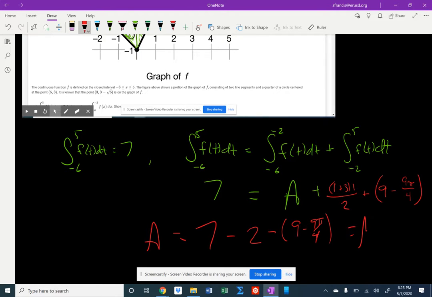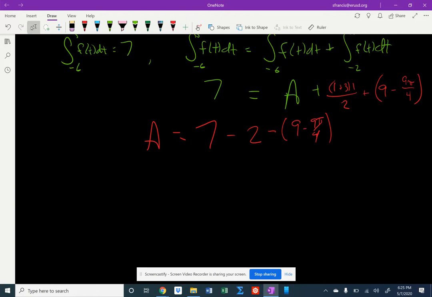That's what the area of A is. I already got that on the other side. If you want to simplify that, you can. And what do we get? 7 minus 2 is 5, minus 9 is going to be negative 4, and then distribute the negative here. We're going to end up with 9 pi over 4 minus 4.